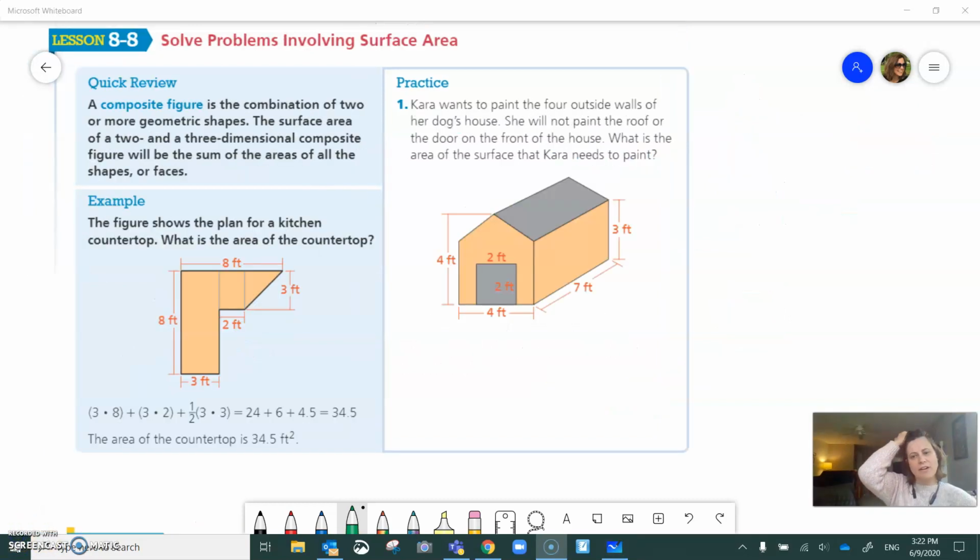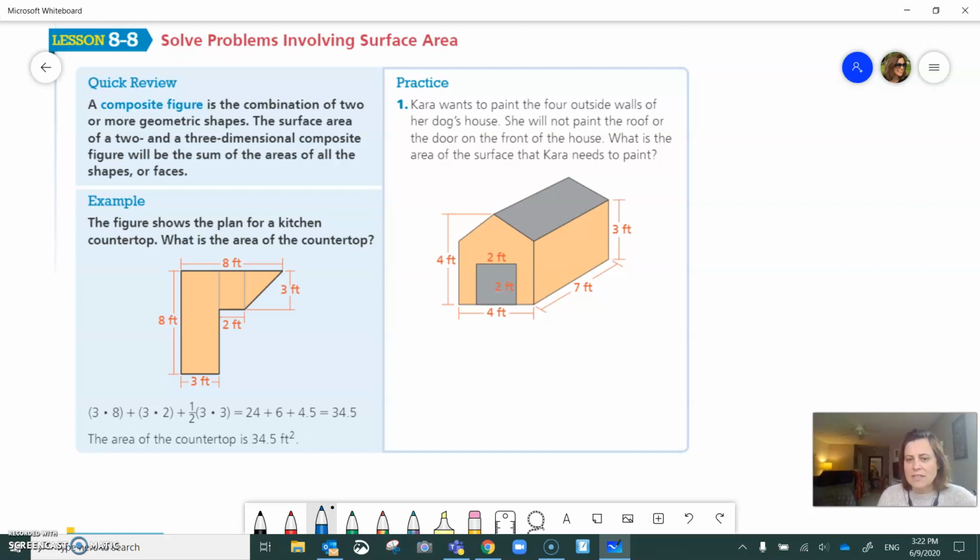So a composite figure happens when you put a bunch of different geometric shapes together, and sometimes the easiest way to then find an answer is to make a net of the figure. So you take the three-dimensional figure and you kind of open it up, especially here where we're looking for surface area. So Kara wants to paint the 4 outside walls of her dog's house. She will not paint the roof or the door on the front of the house.